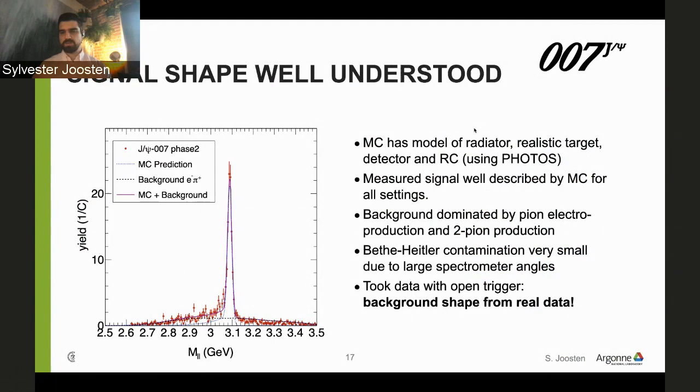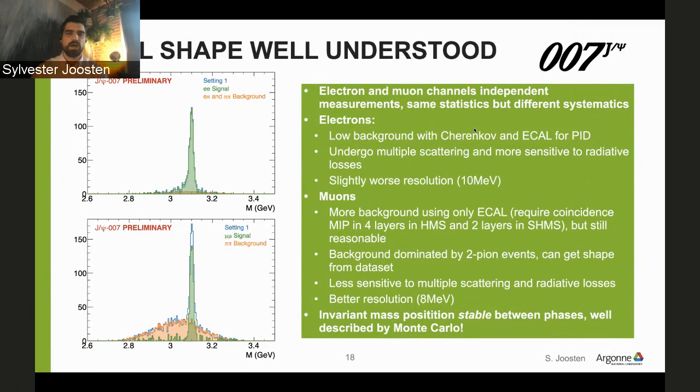So on the plot to the left, you can see for our first kinematic setting, which has the highest statistics, at the top, the electron channel, and at the bottom, the dimuon channel. The electron channel has very little background, and this background shape is directly measured by us and just scaled to the sidebands of the J/psi. Same thing here for the muon channel. We measure the pi pi background that doesn't include muons, and then scale that to the background. And you can see we get a perfect description, and we get a very nice peak out of it.